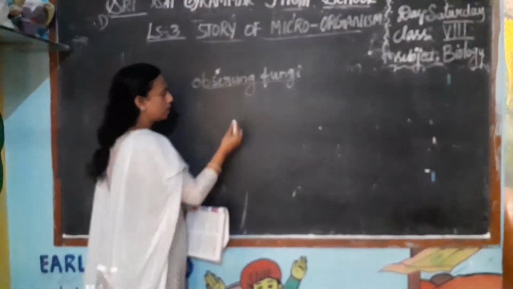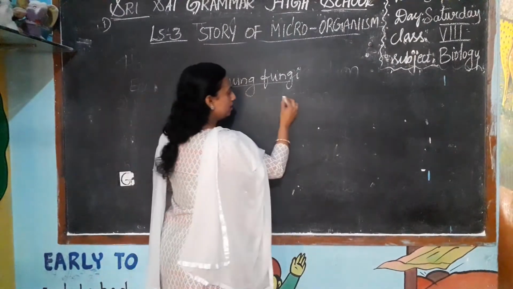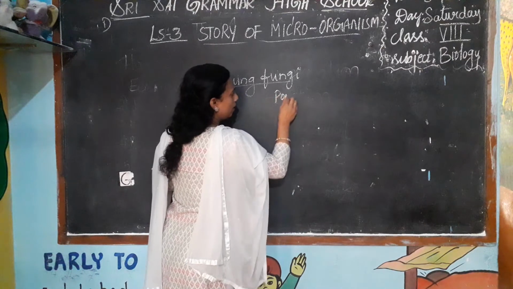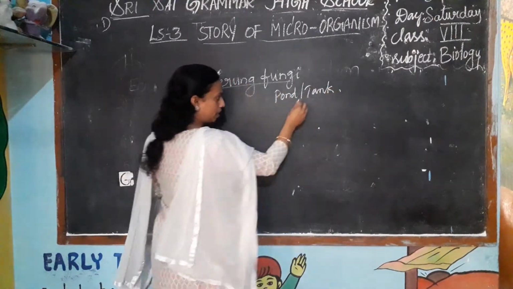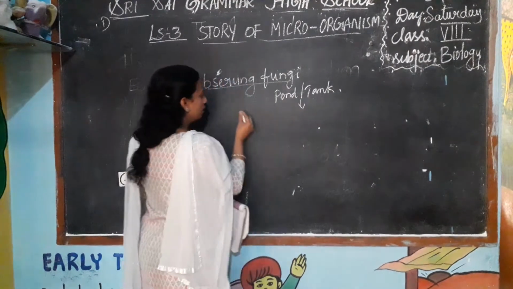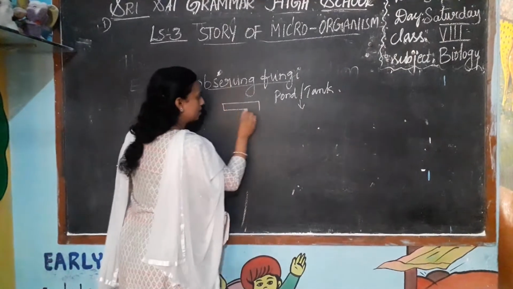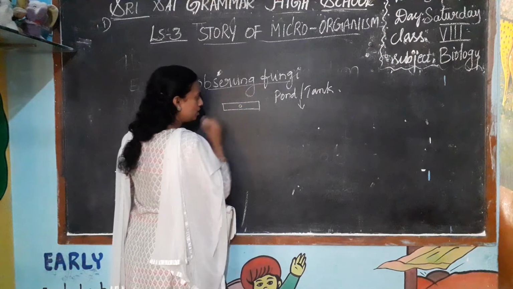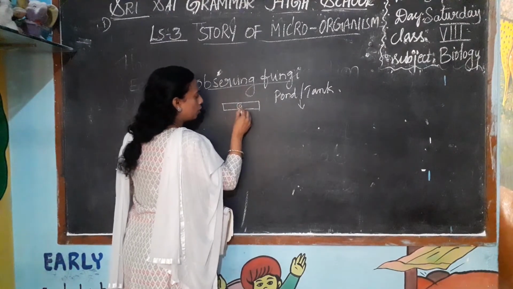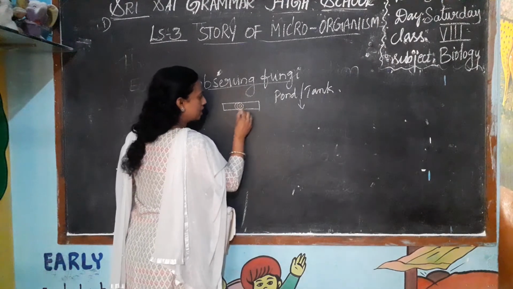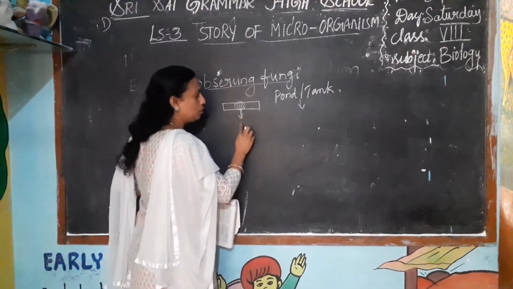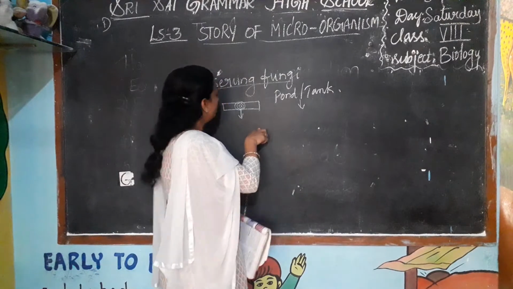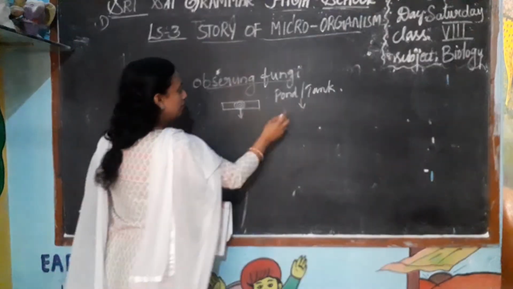First we have to take the green scraping from the tank, or from the pond, you can take or you can take from the tank. After taking the green scraping, you have to put it on the slide, put a drop of water on that, and then cover with a cover slip and see under the microscope. When you see under the microscope, we can find the fungi.